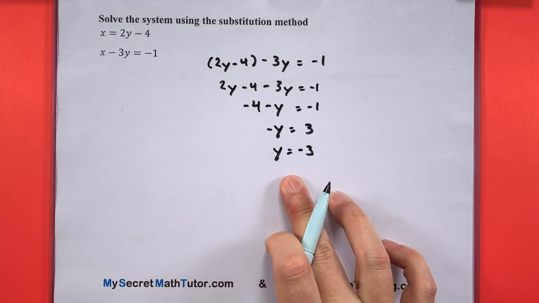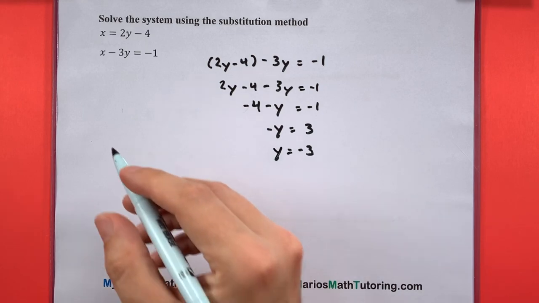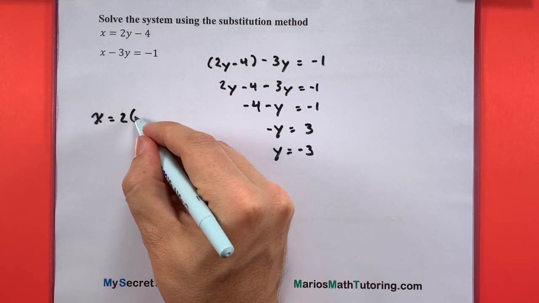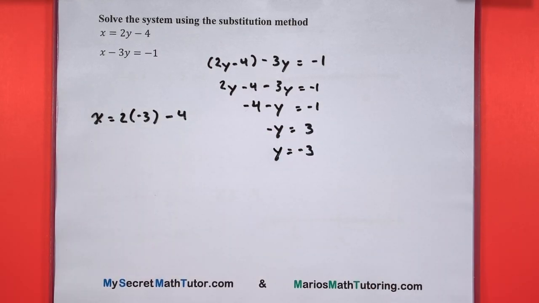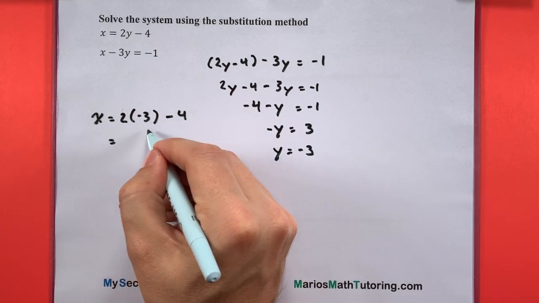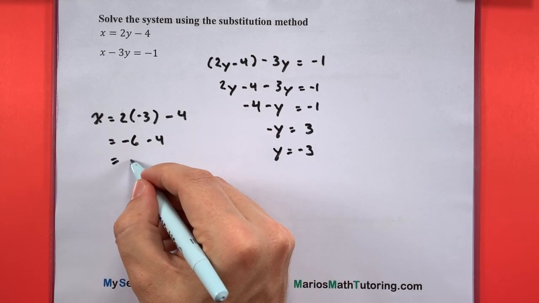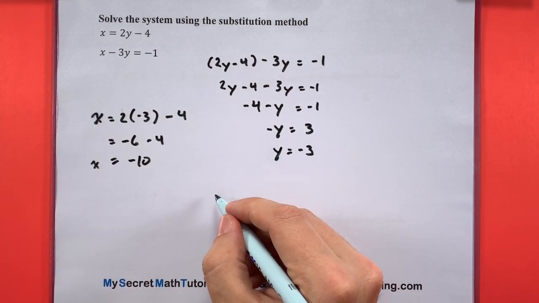Now that we have one variable, we can go ahead and put it back into either one of our equations, and we'll get the x variable. Since the first one is already solved for x, it's probably a good place to put it, so we'll go ahead with that one. x is equal to 2y, y in this case being a negative 3. Now we'll do a little bit of algebra and see what x is equal to. 2 times a negative 3 is a negative 6. Negative 6 minus 4 is a negative 10. So we have x is equal to negative 10.